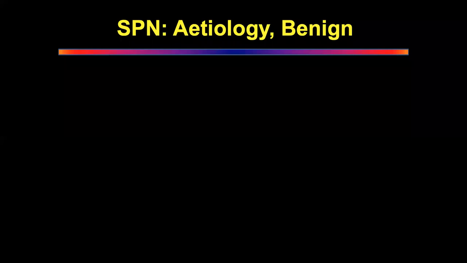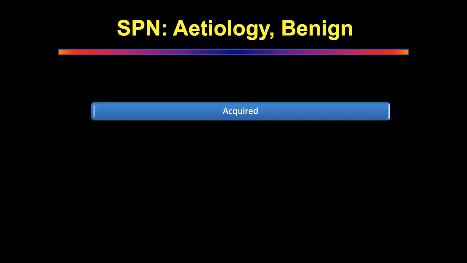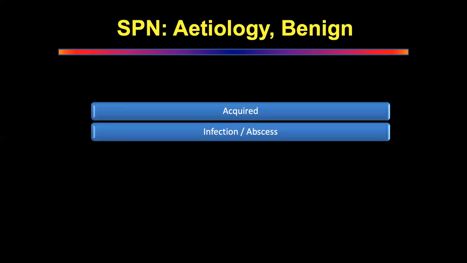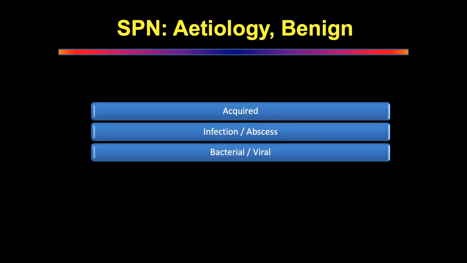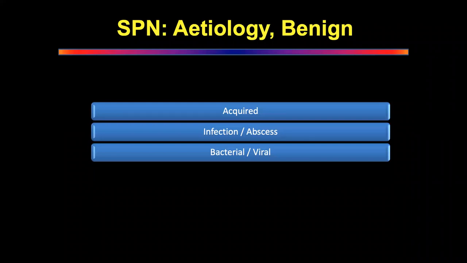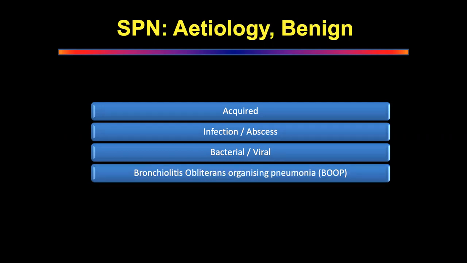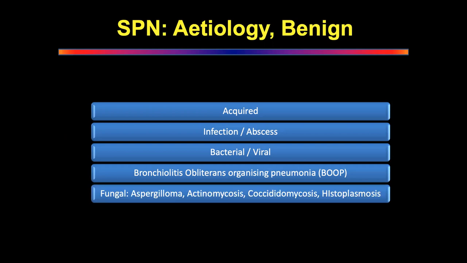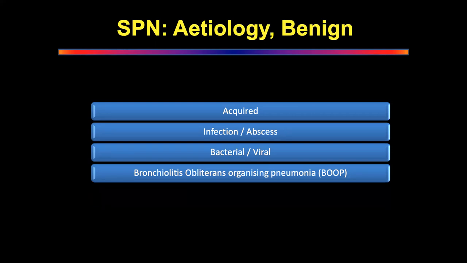In the acquired. So acquired will be infections. They can be abscesses. The infections can be either bacterial or viral. Then you have fungal. Bronchiolitis. That's okay. Go ahead. Fungal will be aspergilloma, actinomyces, coccidioidomycosis and histoplasmosis.